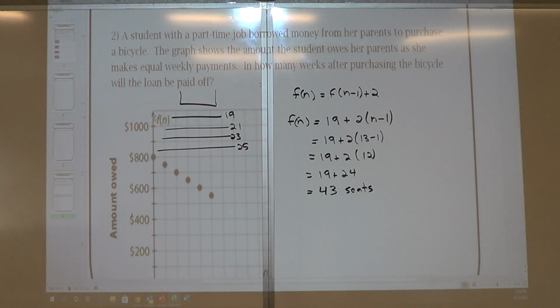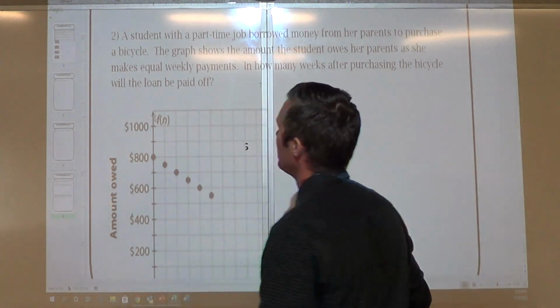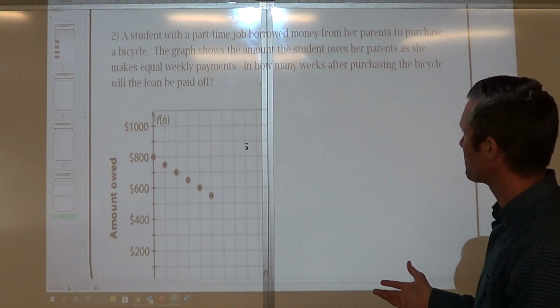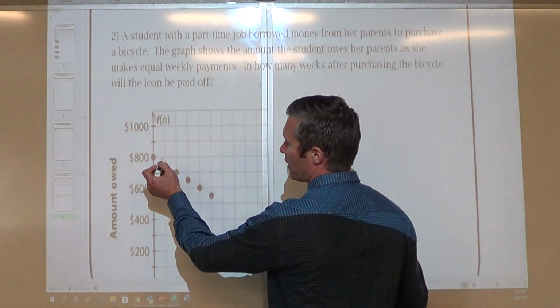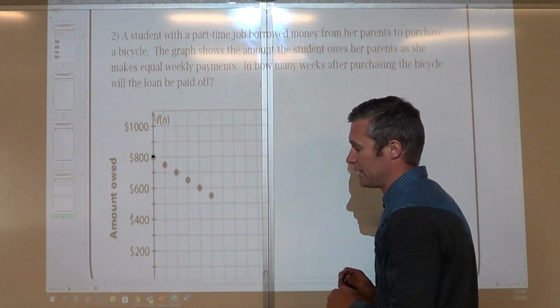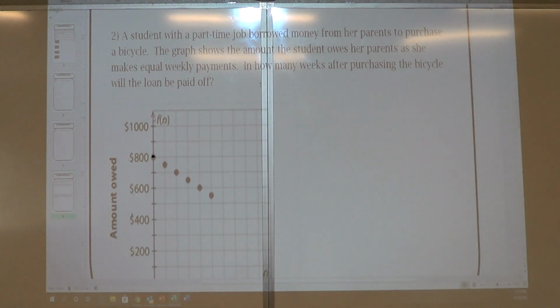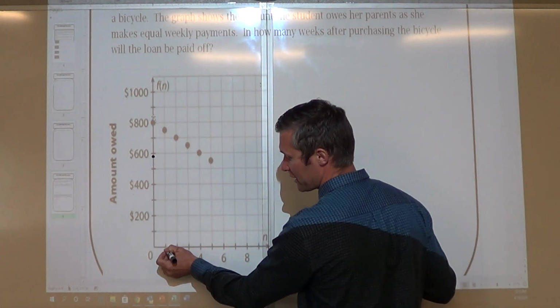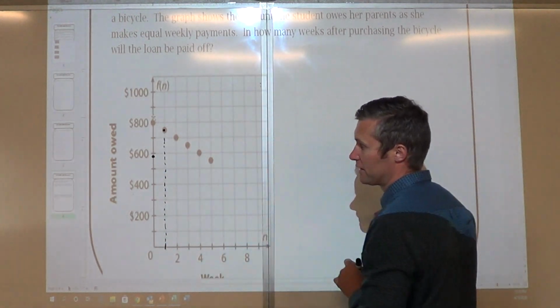A student with a part-time job borrowed money from her parents to purchase a bicycle. The graph shows the amount the student owes her parents as she makes equal payments. How many weeks after purchasing the bicycle will the loan be paid off? So we know she borrowed $800. Technically we're starting at 0, so I'm going to start here. This is my first, right there. That's week 1 is the one that we want to look at.